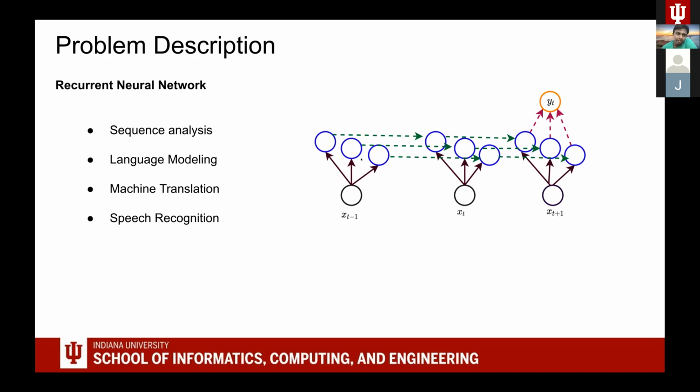And in the hidden layers, it shares the weights from the previous hidden layer to the current hidden layer. And likewise, it keeps the recurrent data going and proceeds throughout the network layer. So this is used basically in sequence analysis, language modeling, machine translation, and speech recognition applications.